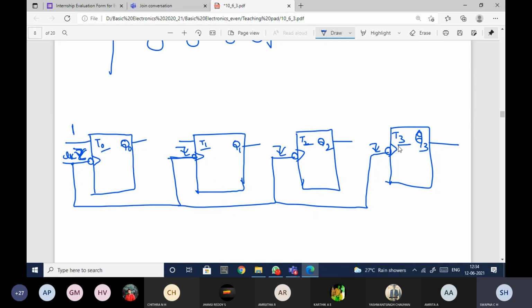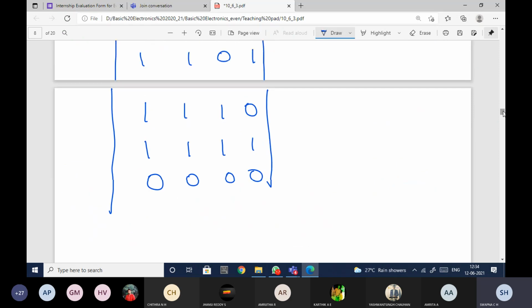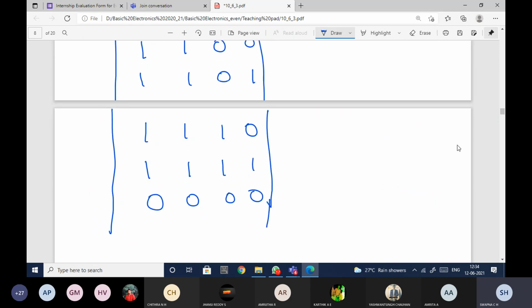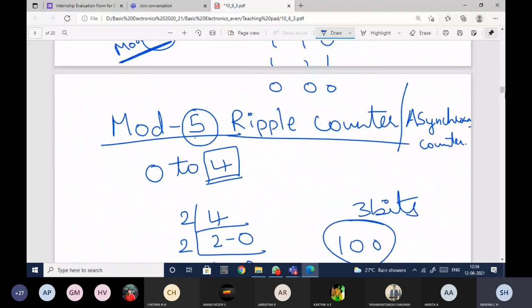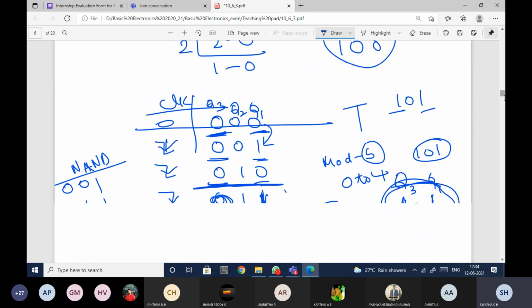T1, T0, T2, T3 are the inputs. So it will check its inputs, and based on those inputs, it will decide whether the output of that particular flip-flop should be toggled or not. Okay, so I'll just show you the design. You need to get the connections for T0, T1, T2, T3. For that, let us go back to the table.